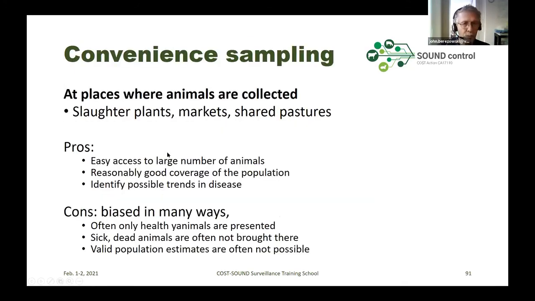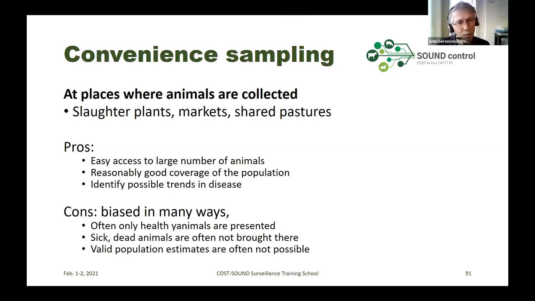So we have a few minutes left. We have one exercise left to do in this, but I think we'll do it after lunch. So I'll go through these last slides. I wanted to talk a little bit about convenience sampling because we still do a lot of convenience sampling in animal health surveillance. And I want to talk specifically about places where animals are collected.